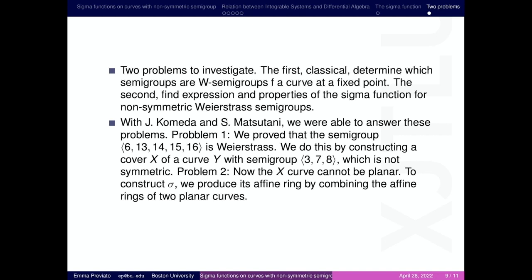And I talked very little about those, but that's one of the things that you typically want to do and want to do concretely with as much information as possible. So the two challenges that I wanted to mention, because they are computationally and combinatorially exciting. One is the Weierstrass semigroups, and so with some hard work, we were able to produce these. And the other one is the sigma function, which is more important for solving the actual integrable systems and integrable differential equations.